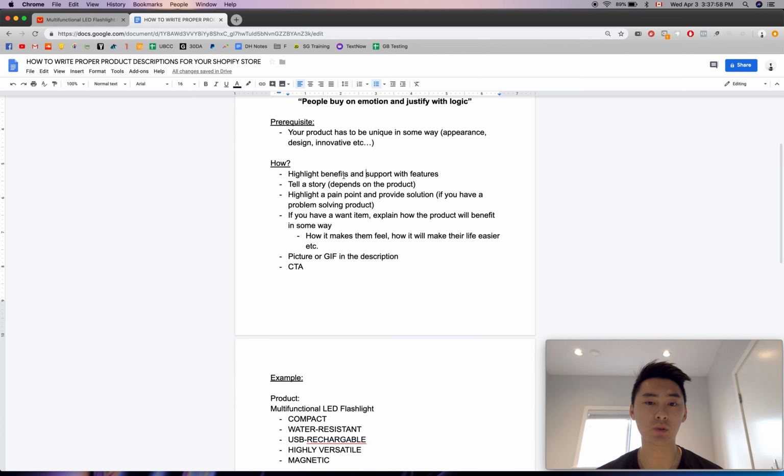You could also tell a story depending on the product. You could highlight a certain scenario or explain a certain circumstance where you're really in need of this product or how it makes them feel better. If you have a problem-solving product, you can highlight the pain point, a pain point that people regularly have, and then provide a solution. And that solution is usually the product that you're trying to offer.